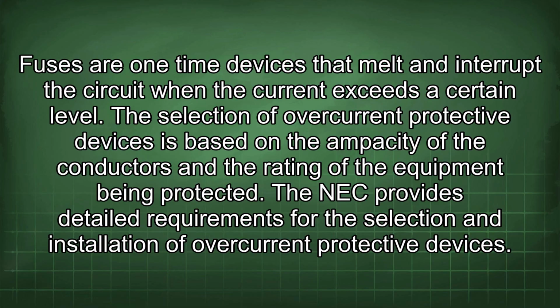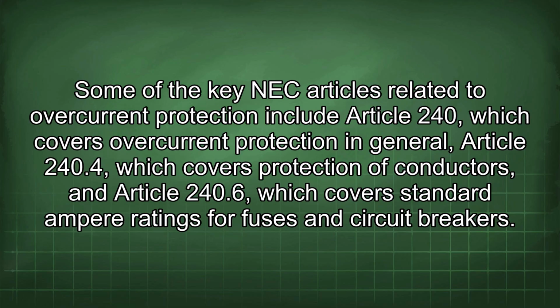The selection of overcurrent protective devices is based on the ampacity of the conductors and the rating of the equipment being protected. The NEC provides detailed requirements for the selection and installation of overcurrent protective devices. Some of the key NEC articles related to overcurrent protection include Article 240, which covers overcurrent protection in general, Article 240.4, which covers protection of conductors, and Article 240.6, which covers standard ampere ratings for fuses and circuit breakers.